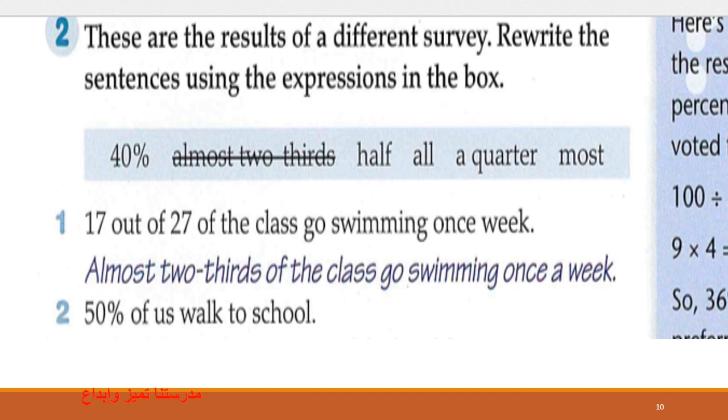What are we going to do now? We are going to write again these sentences, but using the expressions in the box. Number one, it's already done. 17 out of 27 of the class go swimming once a week. 17 out of 27.